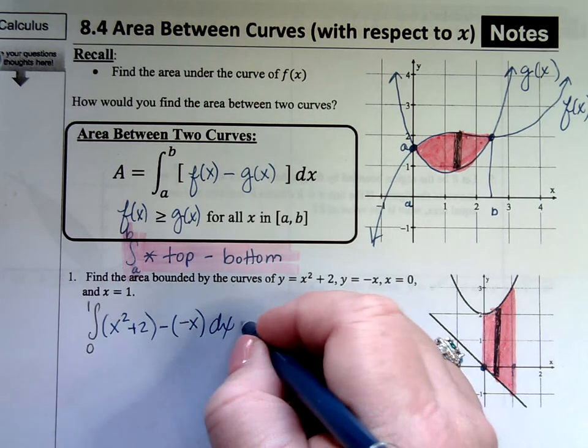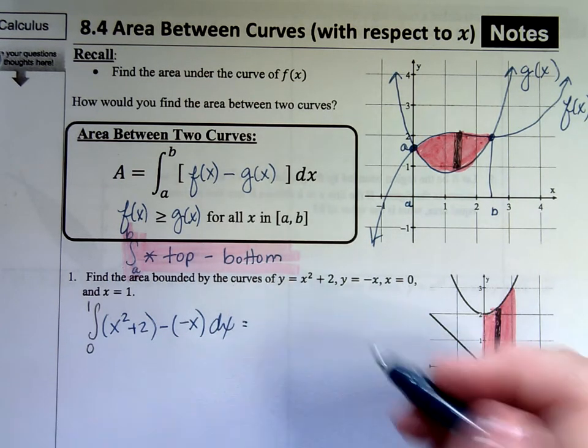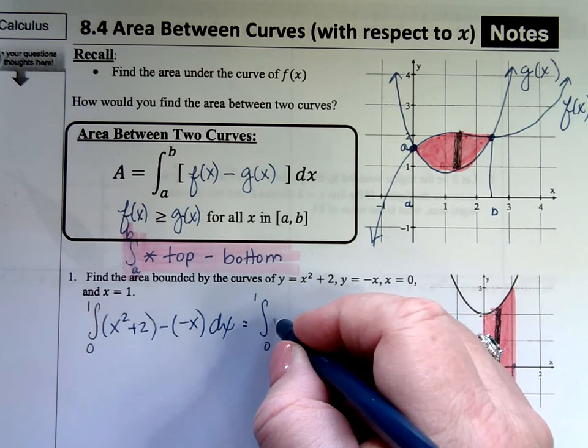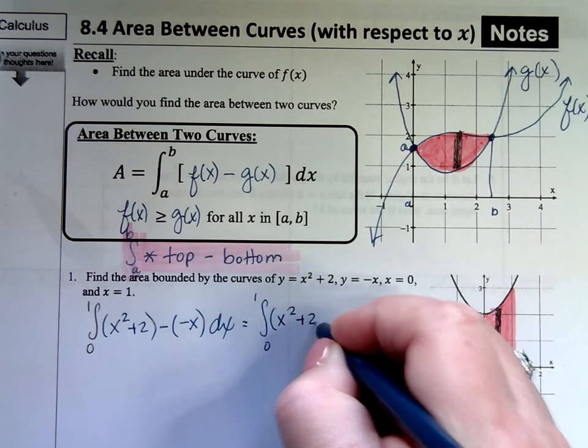And so you just clean it up and do your normal integral stuff now. So you've got the setup. It's the integral from 0 to 1 of x squared plus 2 plus x.